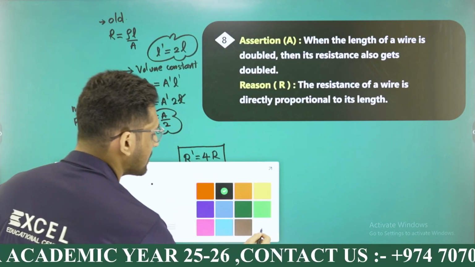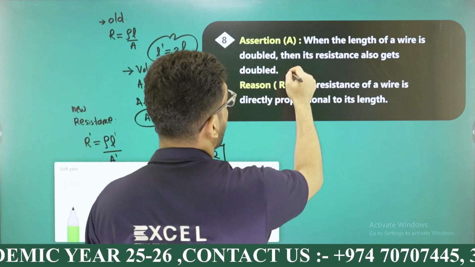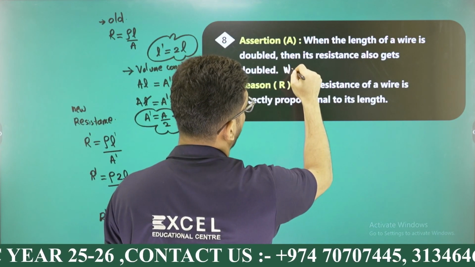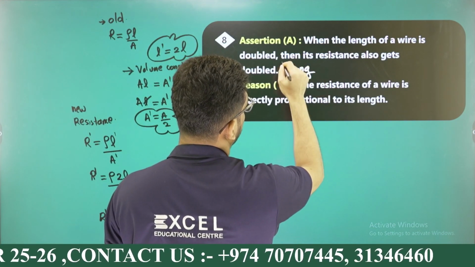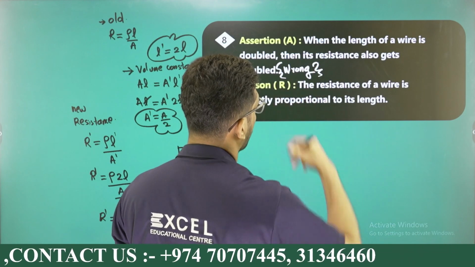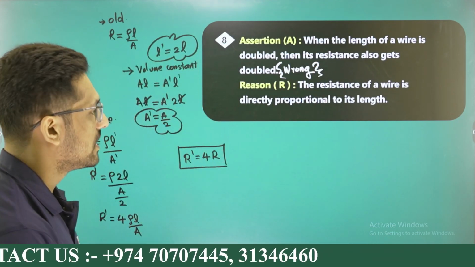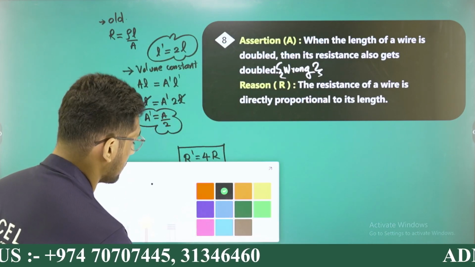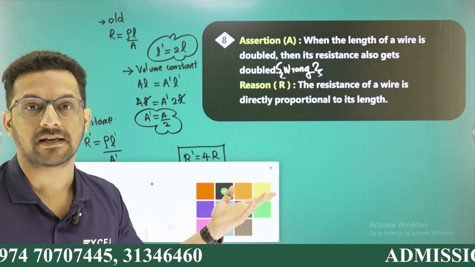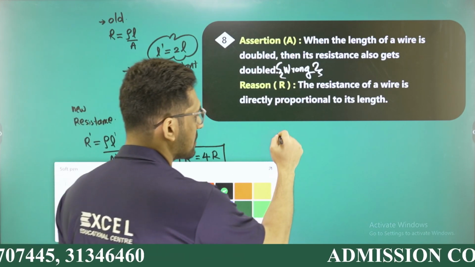That means the assertion is wrong. This is wrong. Clear? Assertion is wrong. Now, what about the reason? The resistance of a wire is directly proportional to its length. We just saw that. It's right?